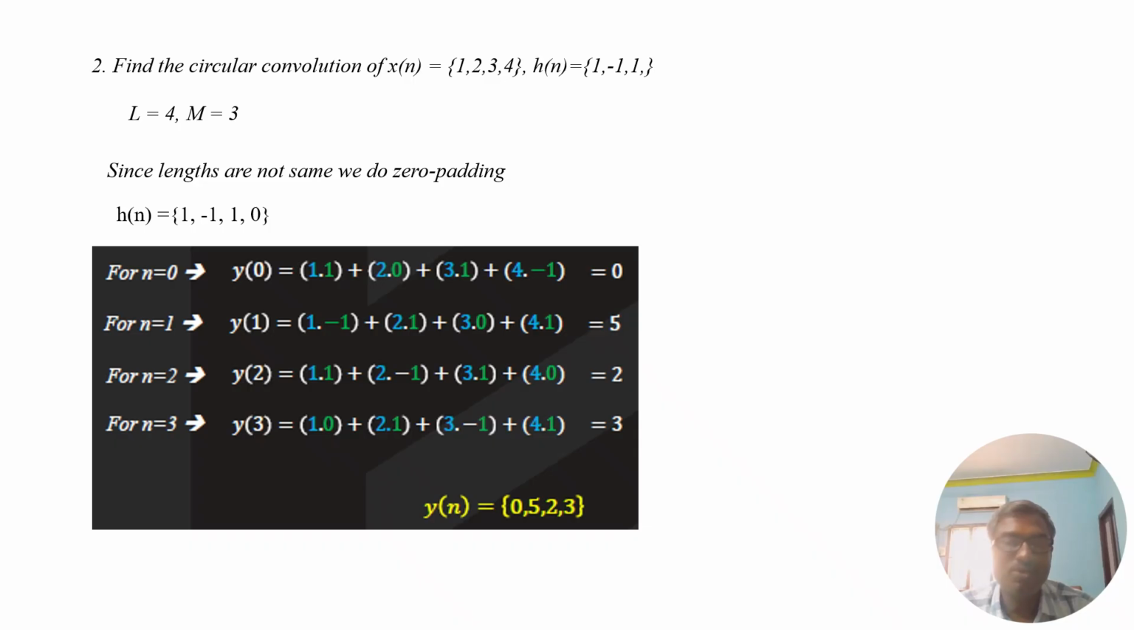Then circular convolution can be performed either by using the circle method or by using the tabular method. Then the final result is: when n equal to 0, y of 0 equal to 0, and when n equal to 1, y of 1 equal to 5. Similarly, when n equal to 2, y of 2 equal to 2. Similarly, when n equal to 3, y of 3 equal to 3. In both methods, the circle method as well as the matrix method, we will get the same answer.